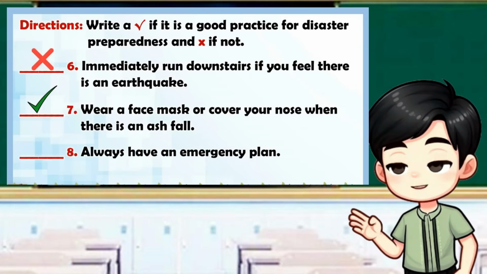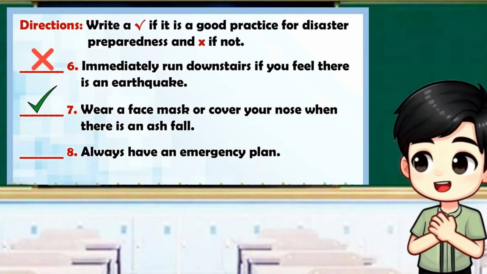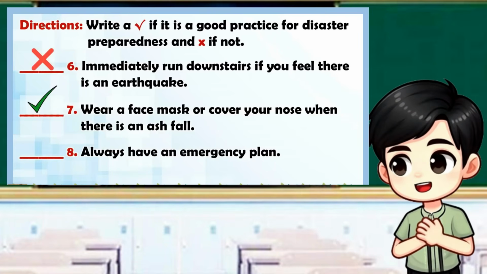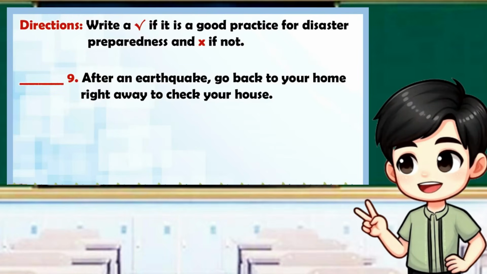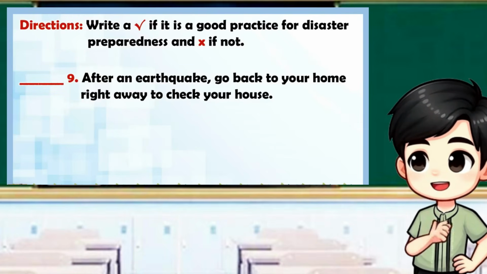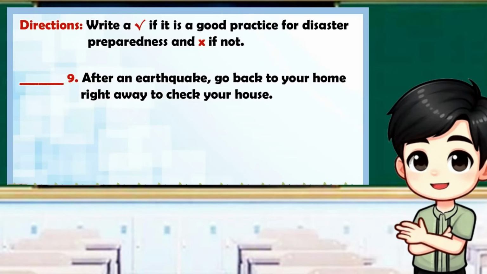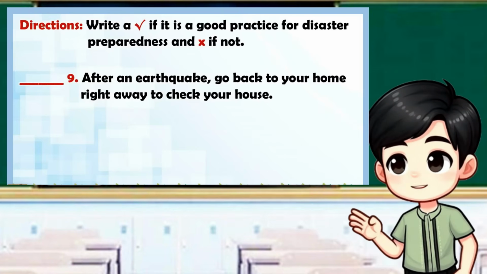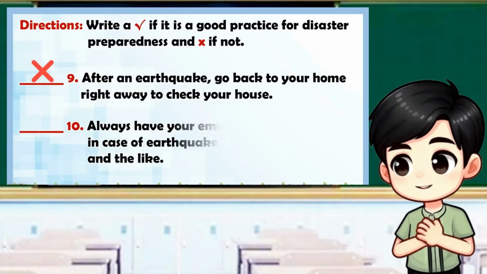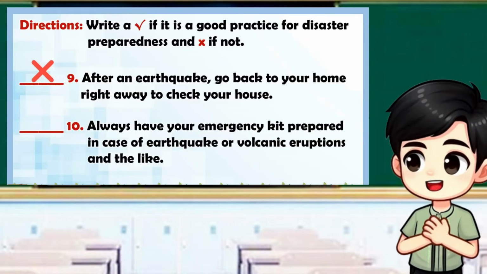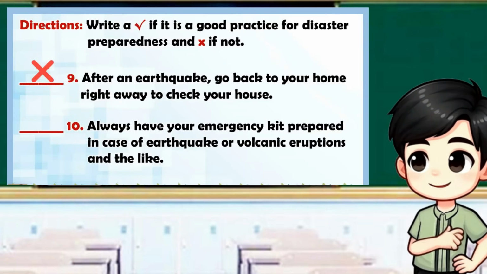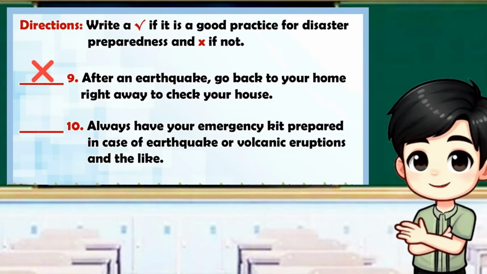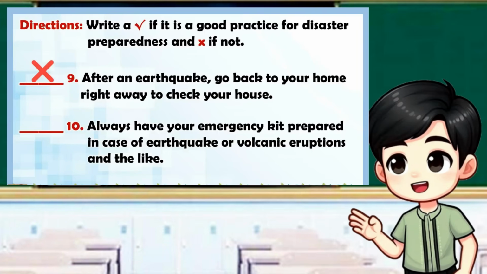Number 8. Always have an emergency plan. Is it check or cross? Very good. The correct answer is check. Number 9. After an earthquake, go back to your home right away to check your house. Is it check or cross? Very good. The correct answer is cross. And number 10. Always have your emergency kit prepared in case of earthquake or volcanic eruptions and the like. Is it check or cross? Very good. The correct answer is check.